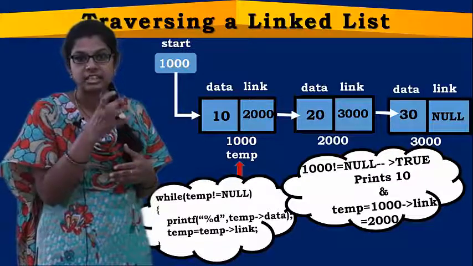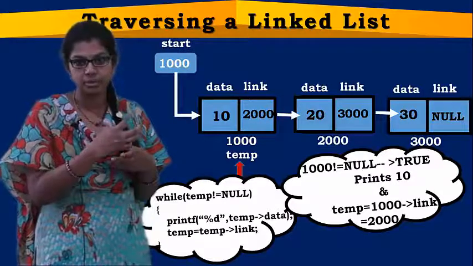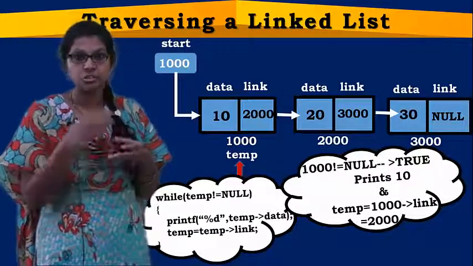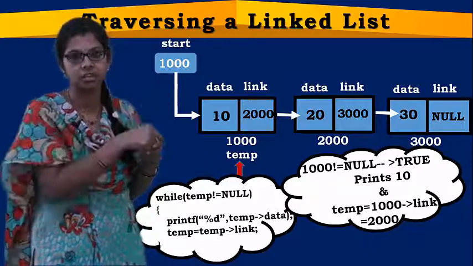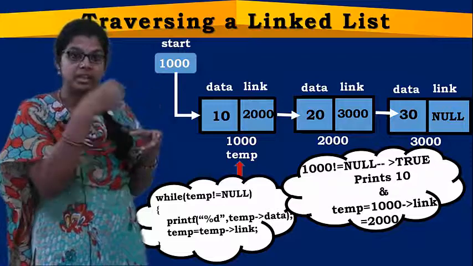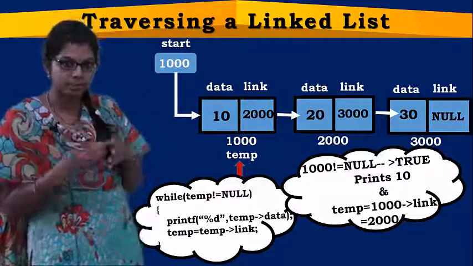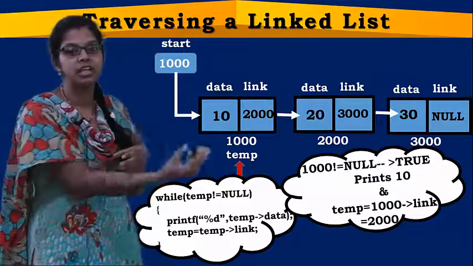You have a link part in that particular node, right? So temp of link is containing the next node address. That address should be assigned to temp. So temp from 1000 should move to the second node now.